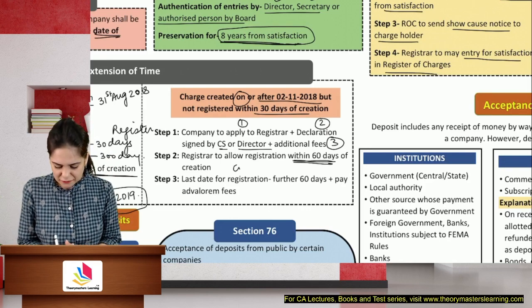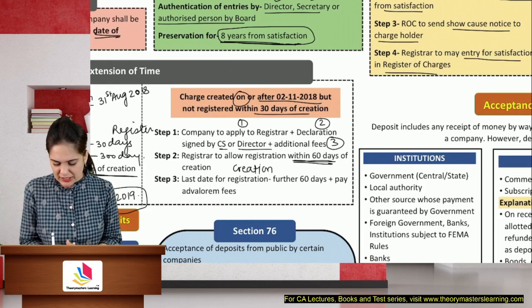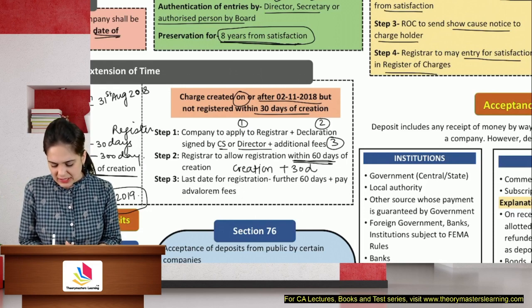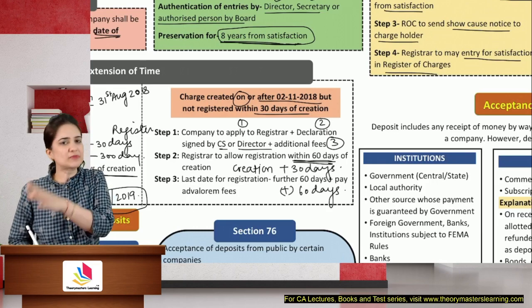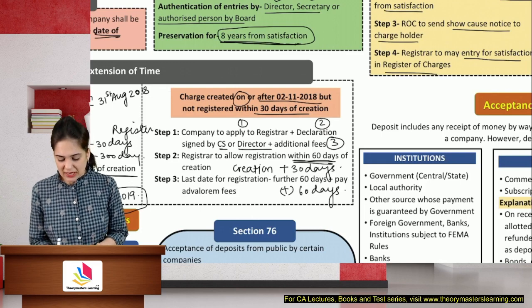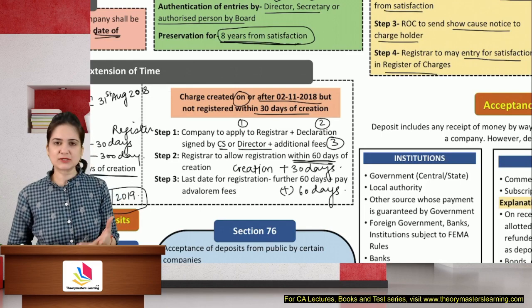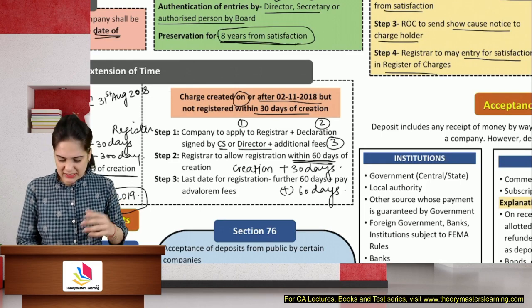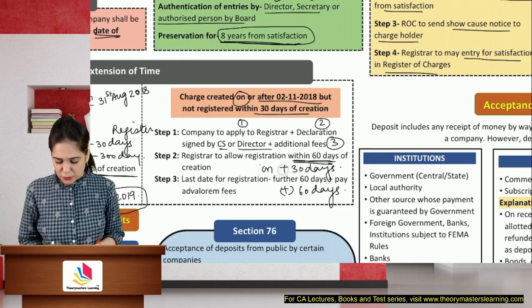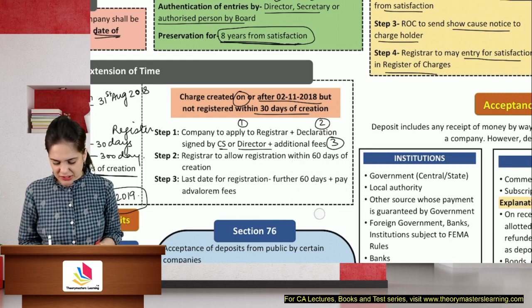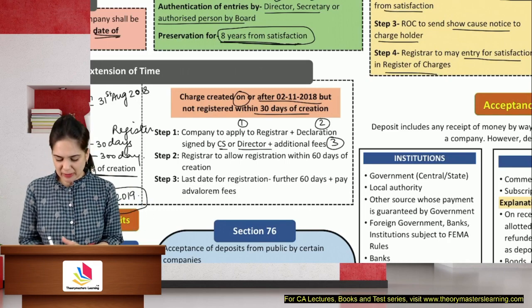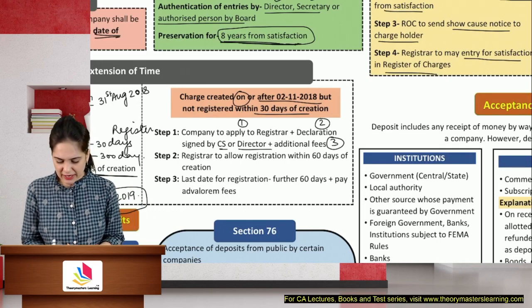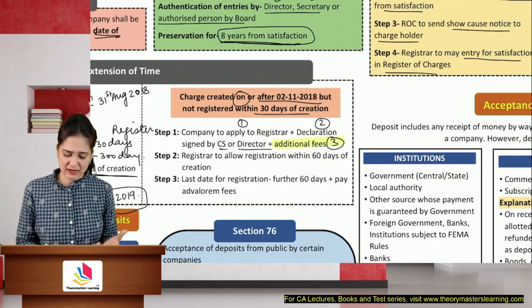So can I say that from creation, we originally now get only 30 days, and if we fail, then we will get 60 days from the date of creation. So the days are always calculated from creation. Last day will be further 60 days on the payment of ad valorem fees. What does it mean? Now, you have originally 30 days for registration. If you fail to do so, then you get 60 days from creation on payment of some additional fees. I'll highlight that.